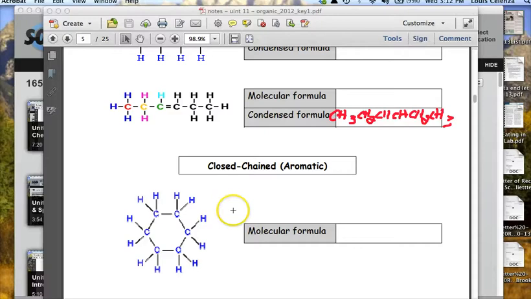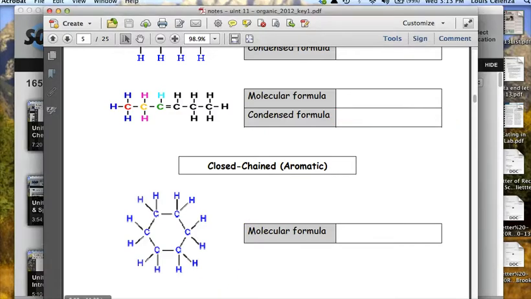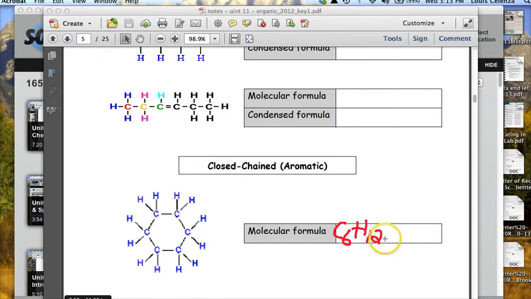The molecular formula, of course, is easy to figure out. You count up the carbons, and it looks like 1, 2, 3, 4. It has 6 carbons, so it would be C6. And each carbon looks like it has 2, so it would be C6H12. And that would be the molecular formula.